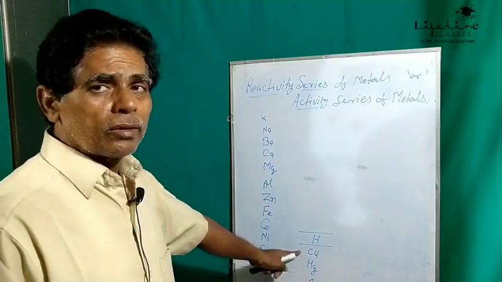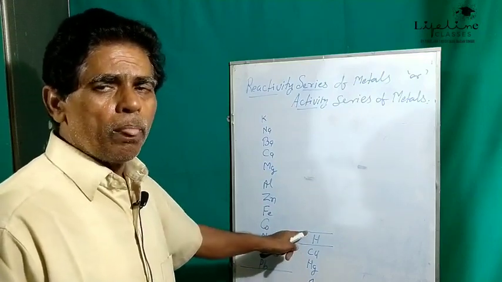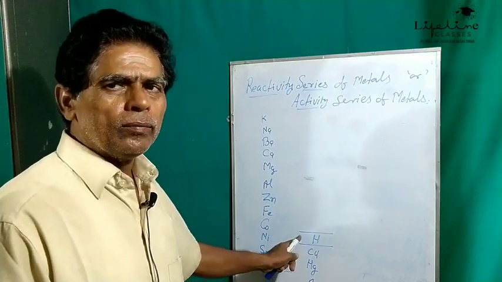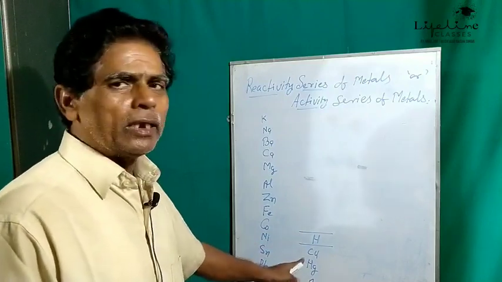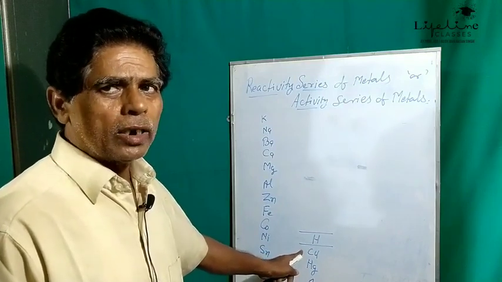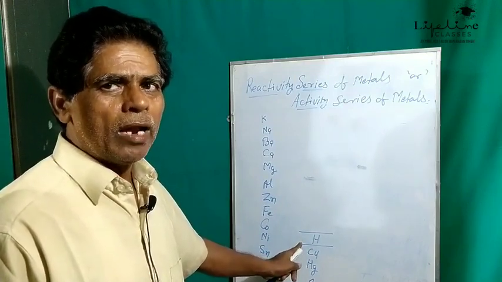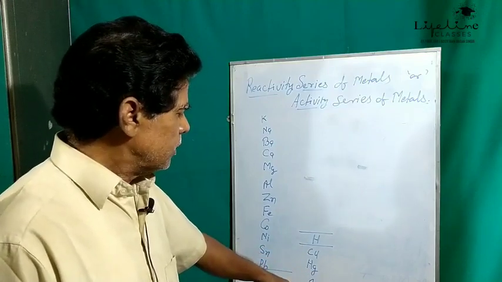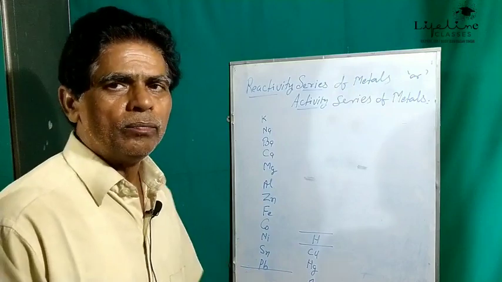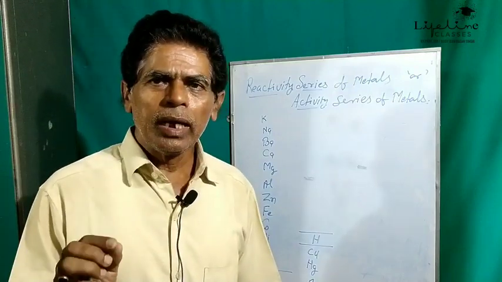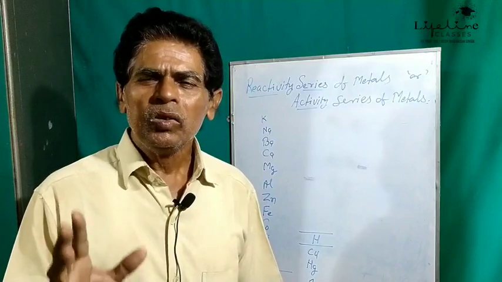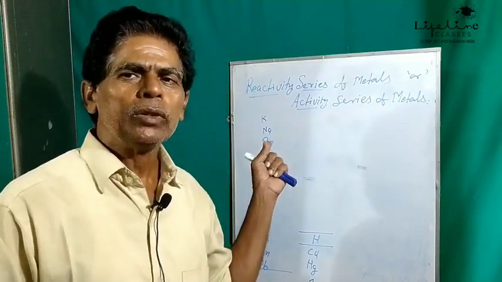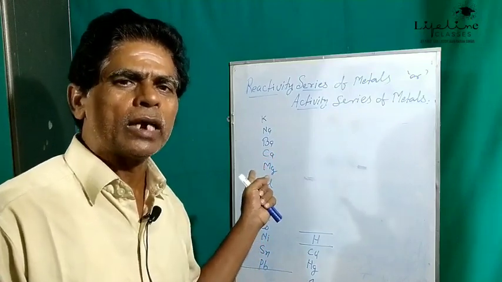But the metals just below hydrogen cannot displace hydrogen ions from the dilute acids, like copper, mercury, silver, gold, platinum. These are very less reactive metals as compared to the metals lying above hydrogen in the activity series.